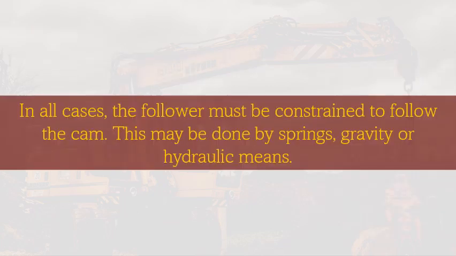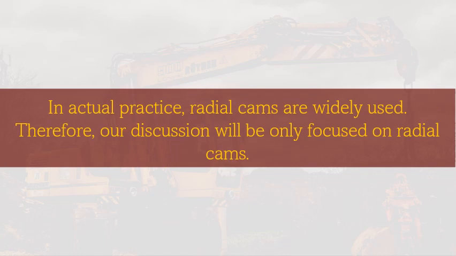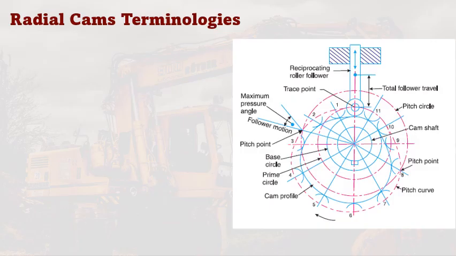In all cases, the follower must be constrained to follow the cam. This may be done by springs, gravity, or hydraulic means. In actual practice, radial cams are widely used, therefore our discussion will only be focused on radial cams. Here are some radial cam terminologies. It is important to learn the terminology so that later on, when we have the designs of cams, it will be easier for us to define each of the different parts.